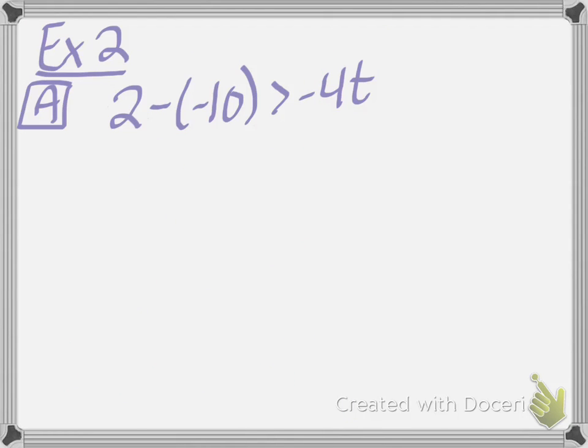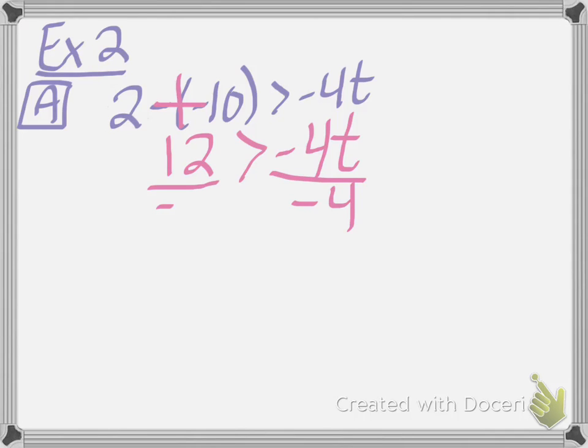Here's example 2. Now we have things we need to simplify on the same side of the equation before we do anything else. So I see 2 minus negative 10. I can combine those constants, 2 plus 10. I'm left with 12 is greater than negative 4t. My variable's on the right, but that's okay. Let's divide by this negative 4.